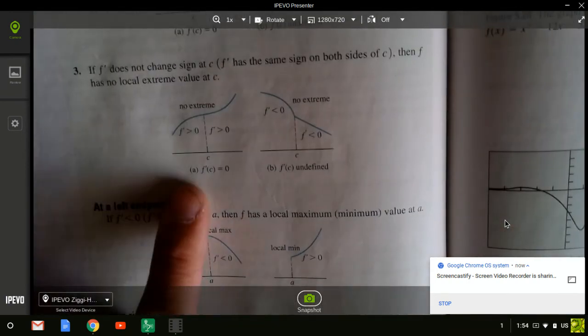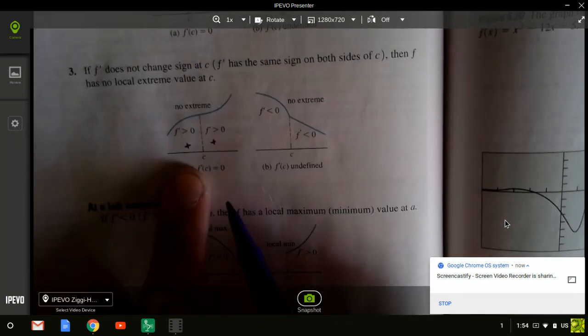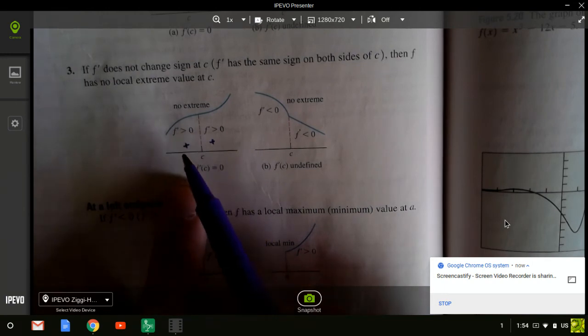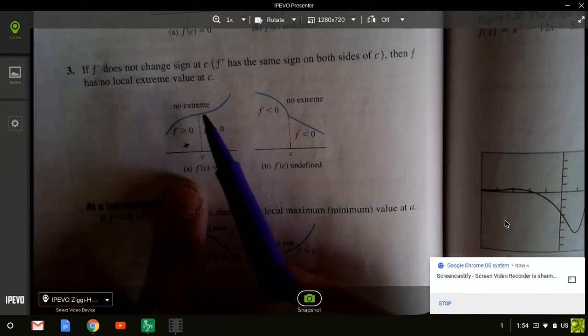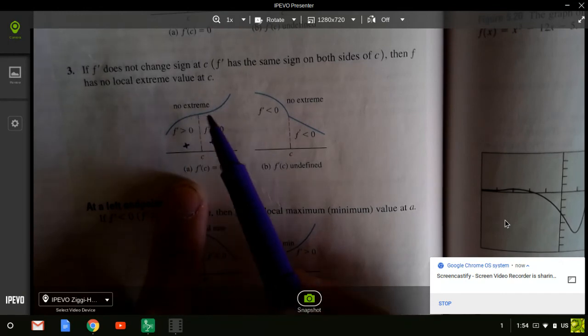Here, however, is interesting. What if you test out 2 points around your critical value and plug them into your derivative function, and they have the same sign? That's where you get this no extreme. I mean, technically, the slope is 0, but that doesn't necessarily mean it's a min or max. It could just have no extreme.